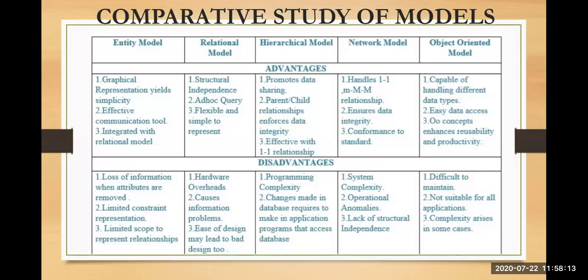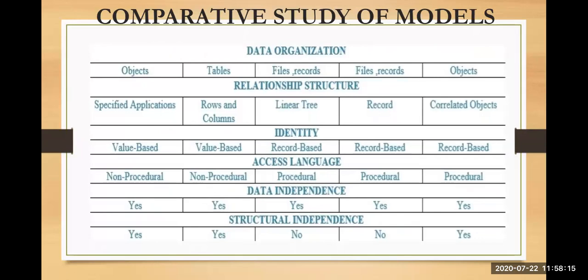Let's move to the next. Data organization. When I talk about data organization, in the ER model, it is in the form of objects. In the relational model, it is in the form of tables. In the hierarchical model, it is in the form of files and records. In the network model, again, it is in files and records.